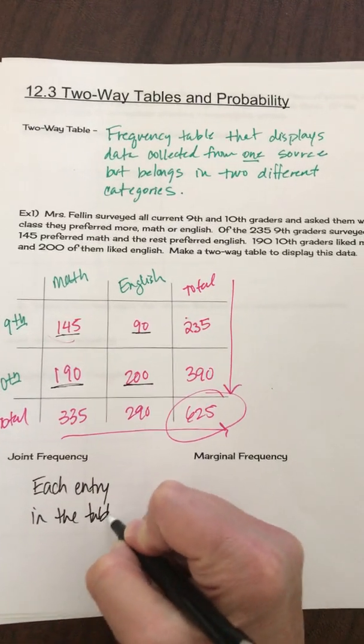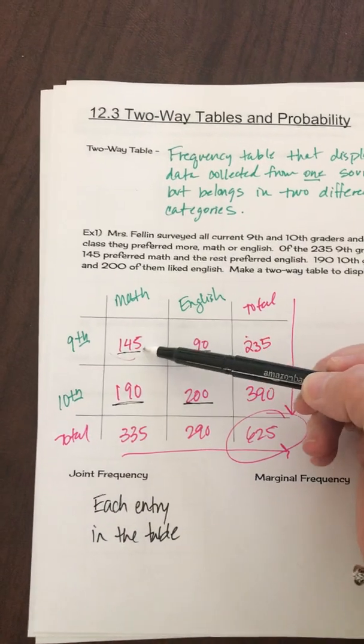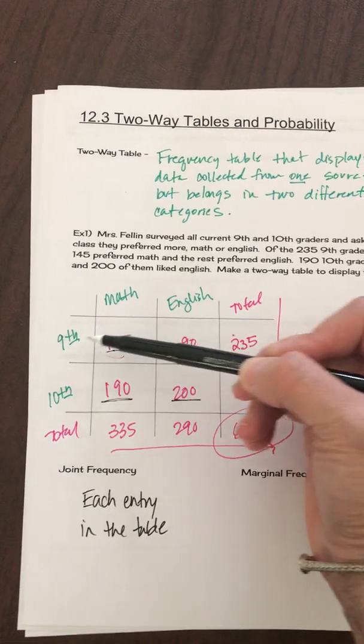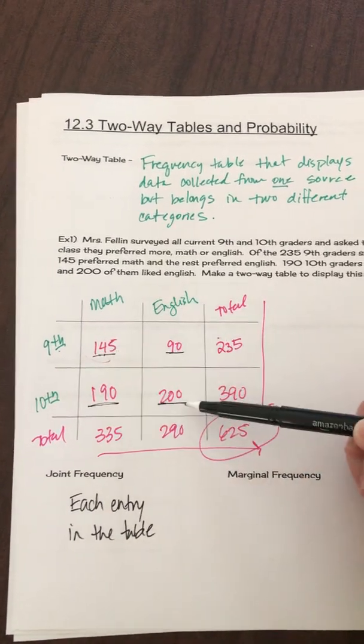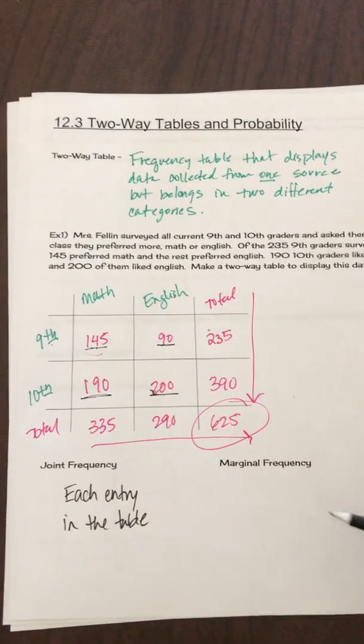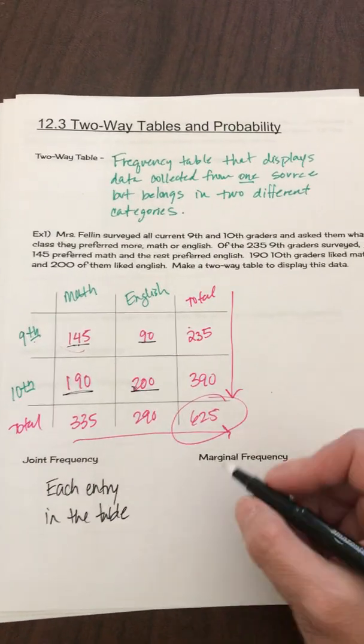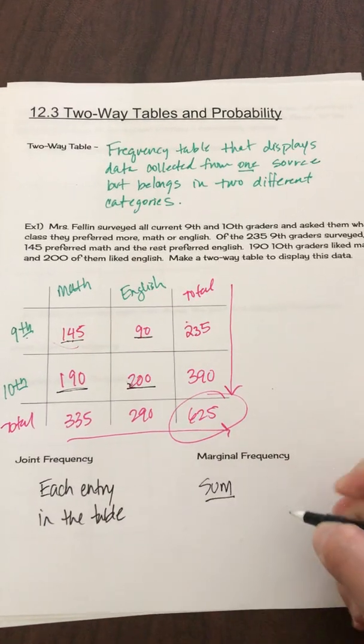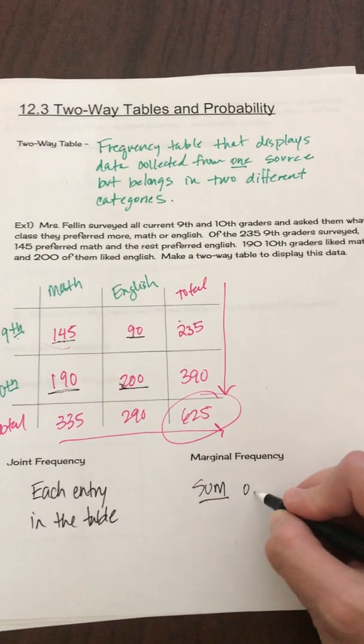Okay, so what that means is 145 would be a joint frequency because it represents 9th graders who like math. Or 200 would be a joint frequency because it represents 10th graders who like English. A marginal frequency is a sum of a row or column.